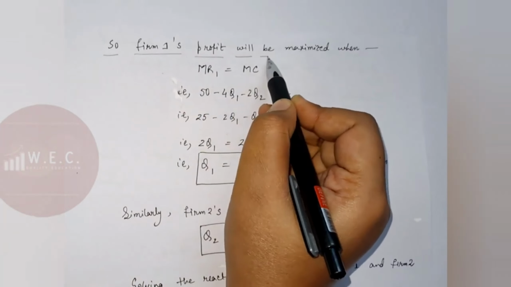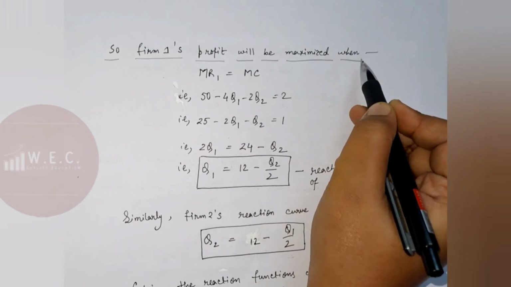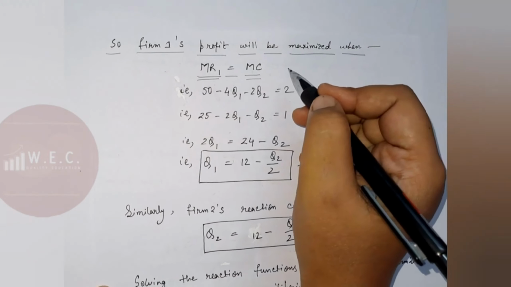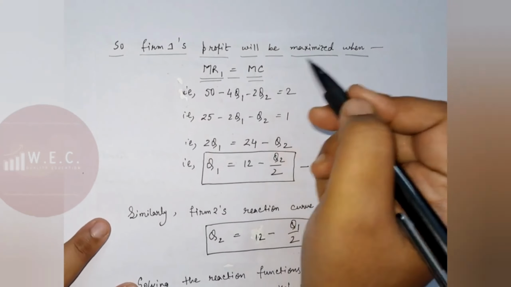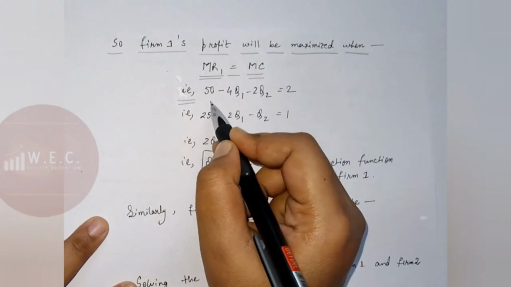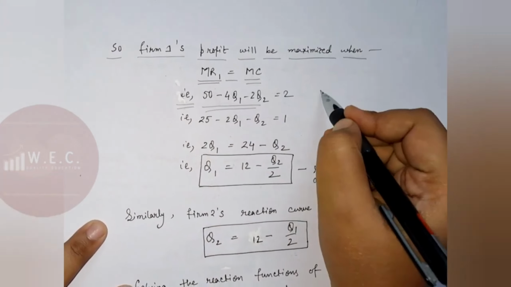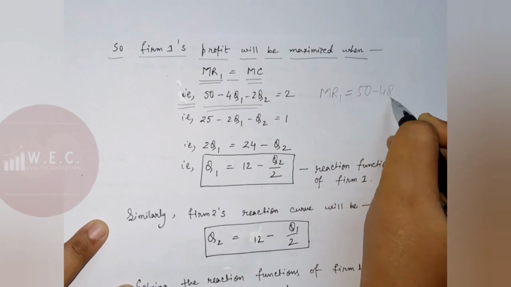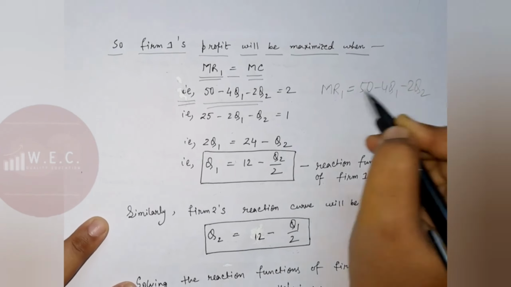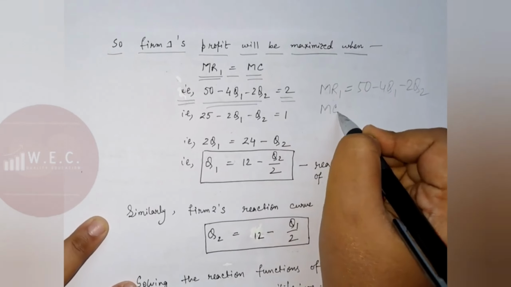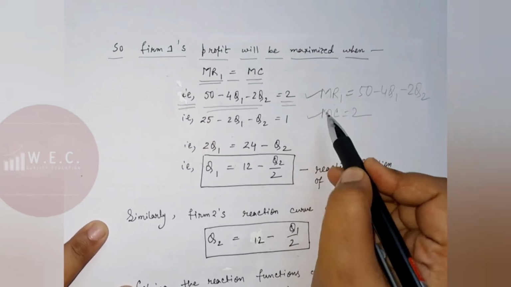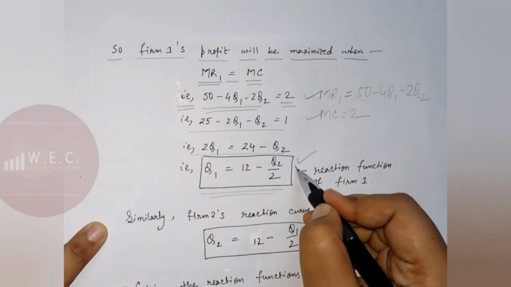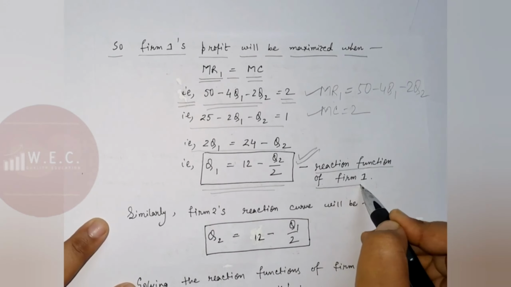Now firm 1's profit will be maximized. You all know the profit maximizing condition, that is MR equals MC. So firm 1's profit will be maximized at MR1 equals MC. You know MR1 is equal to 50 minus 4Q1 minus 2Q2, and MC you have already seen is equal to 2. So from this we can derive the reaction function of firm 1.